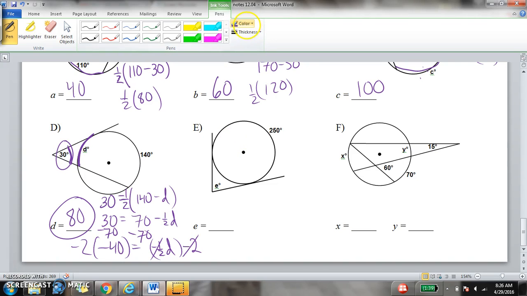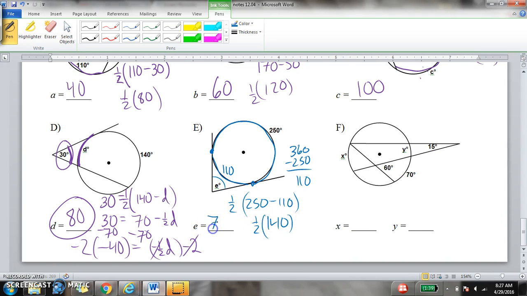All right, for this one over here, we're only given one number, but since we've got two tangents, if this is 250, then this piece is just the rest of the circle. So we could take 360 minus 250, and that would give us 110. So now we just take 250 minus 110, the difference of the two arcs, and then half of that to find angle E. So 250 minus 110 is 140, and then half of that is 70 degrees for E.